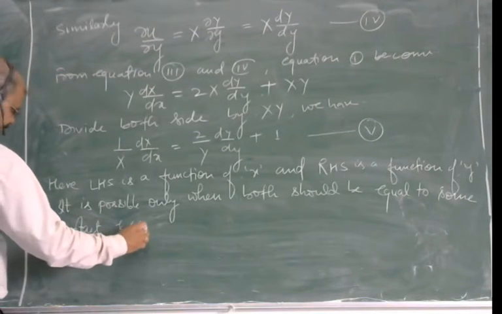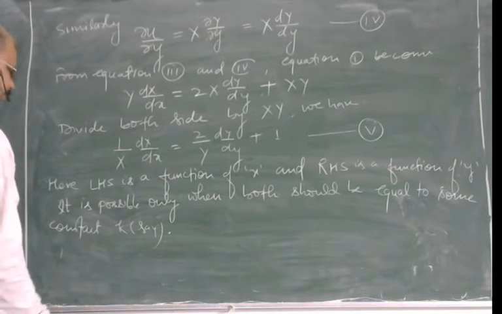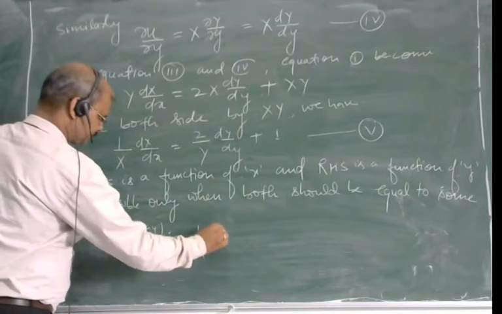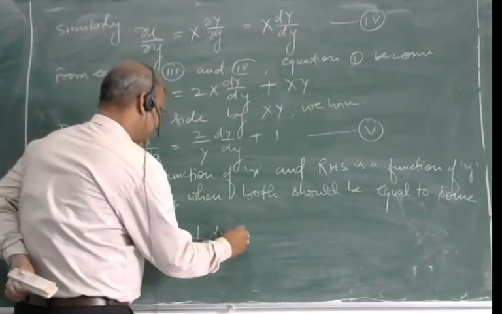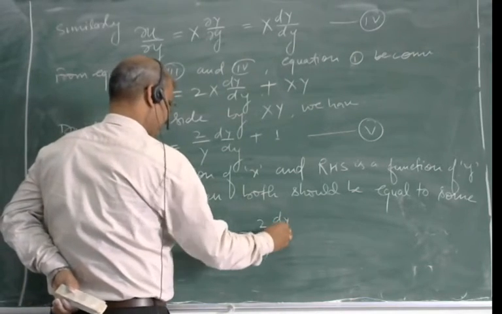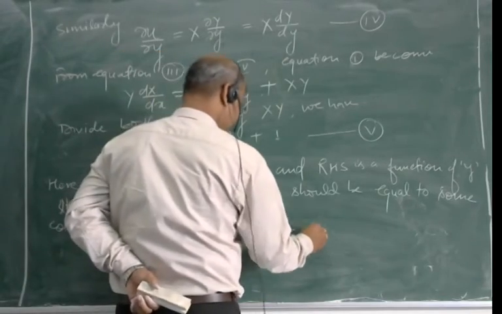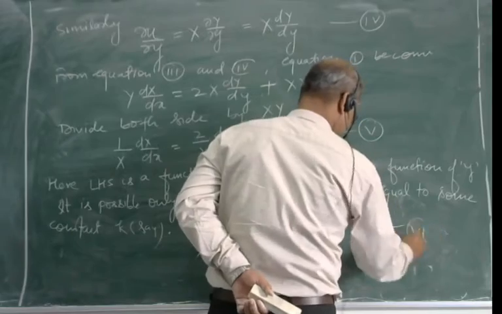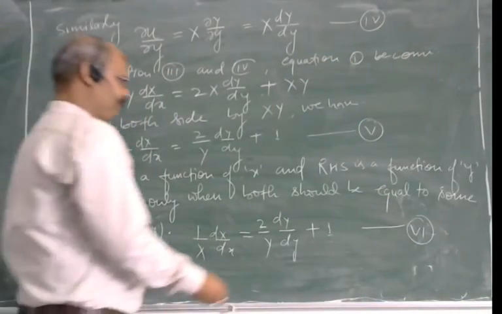Let it be k. So equation 5 becomes 1 upon X dX by dx is equal to 2 over Y dY by dy plus 1, equal to k. This is the sixth equation.